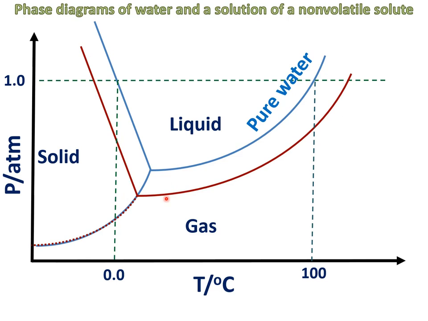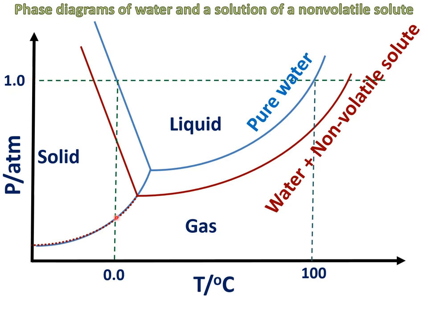So I want you to observe this lowering in vapor pressure between pure water and the solution. And that will affect the melting point and will affect the boiling point. Look at this point here, the 0 degrees Celsius. This is the freezing point of pure water, right? Okay, so this is the conversion from the solid to the liquid at one atmosphere.